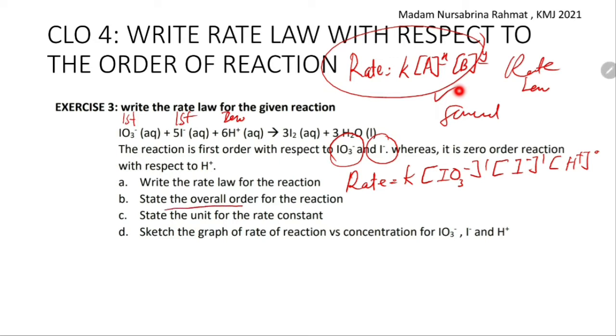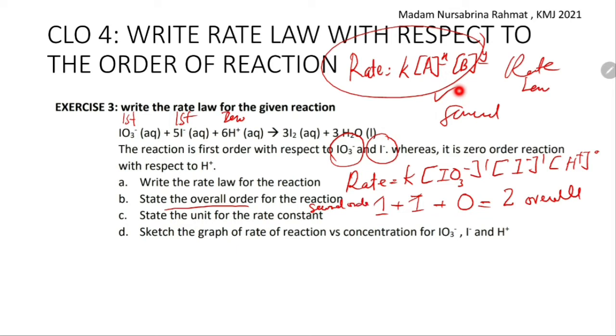Secondly, state the overall order for the reaction. How do you get the overall order? You simply add up the individual orders of all the reactants present. First order for IO3 negative, plus first order for the iodide ion, plus zero order for hydrogen plus. So the overall order is second order.